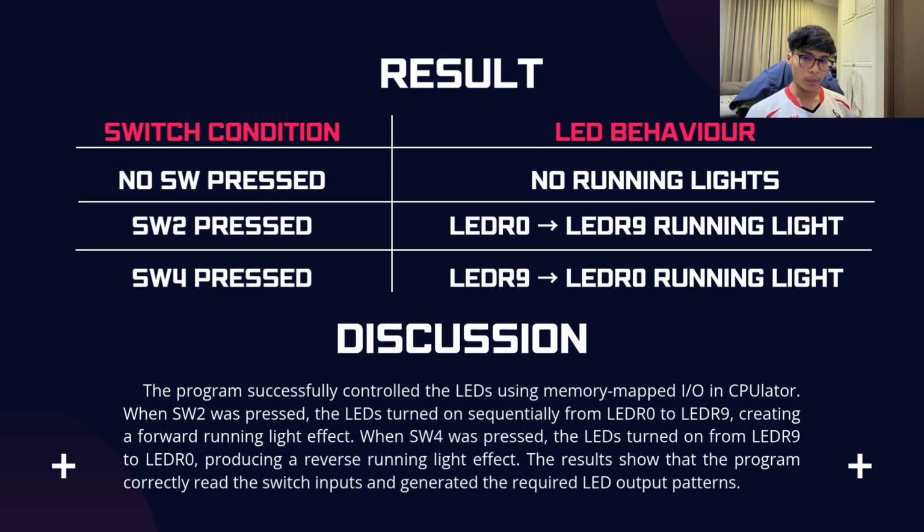Alright, moving to discussion. The program successfully controlled the LEDs using memory mapped I/O in CPUlator. When switch 2 was pressed, the LEDs turned on sequentially from R0 to R9, creating a forward running light effect. When switch 4 was pressed, the LEDs turned on from R9 to R0, producing a reverse running light effect. The result shows that the program correctly read the switch inputs and generated the required LED output patterns.